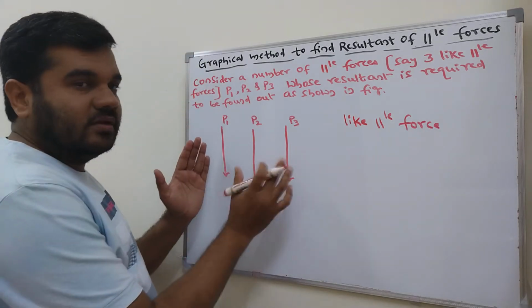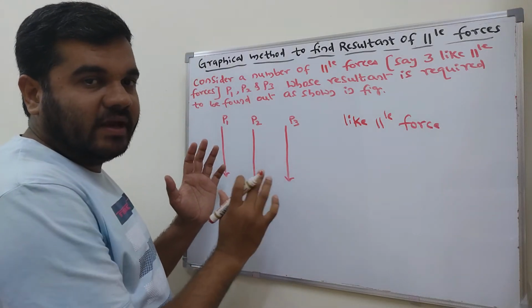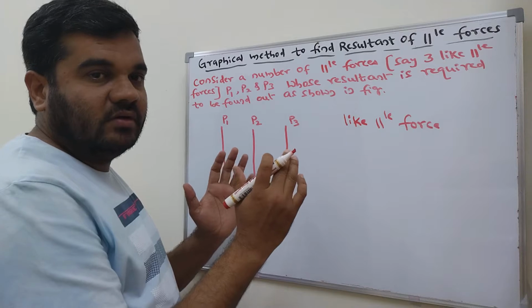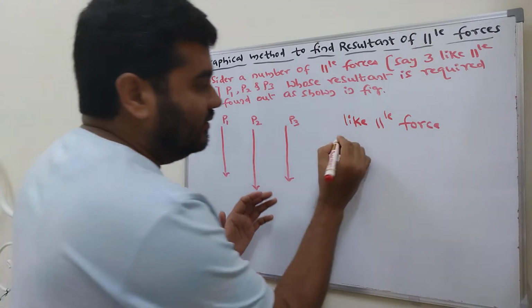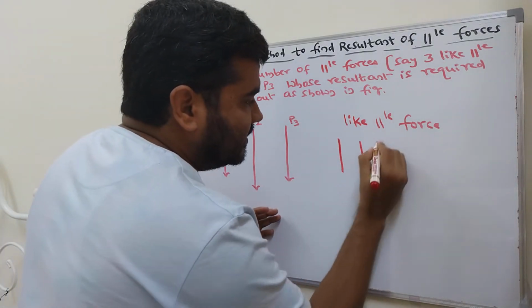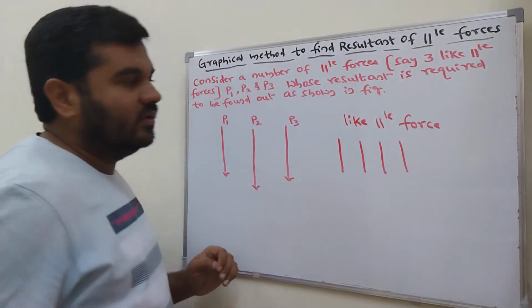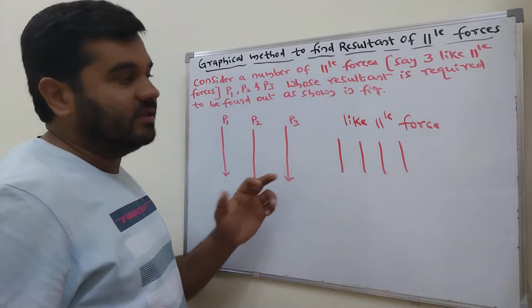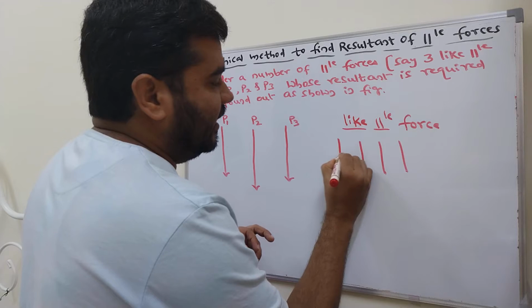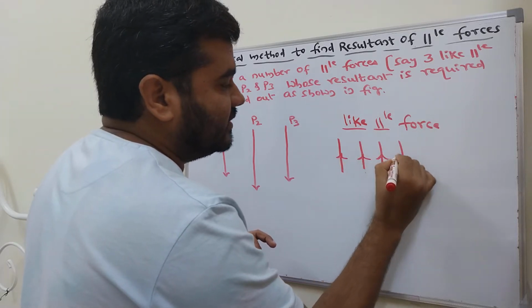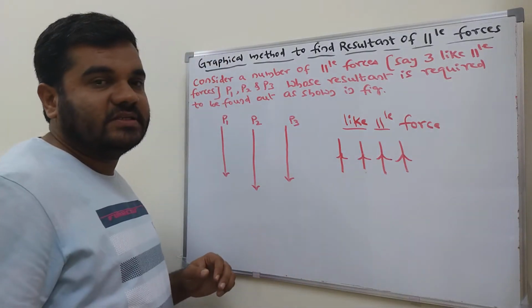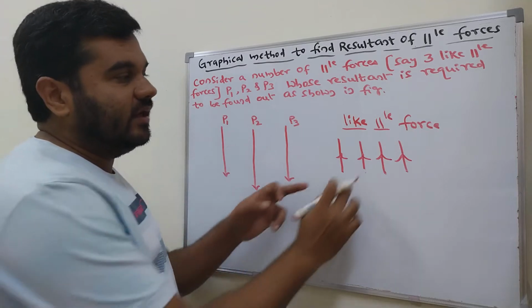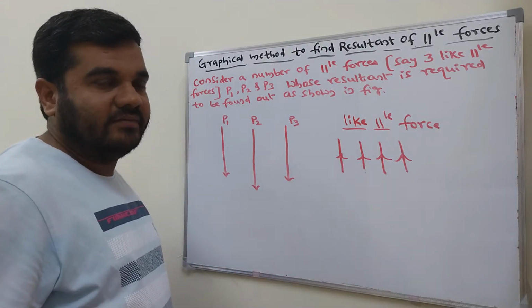Here the number of forces are parallel. Their lines of action are parallel, and the directions are also in the same direction. If the directions are the same and the lines of action are parallel to each other, they are called like forces, like parallel forces.